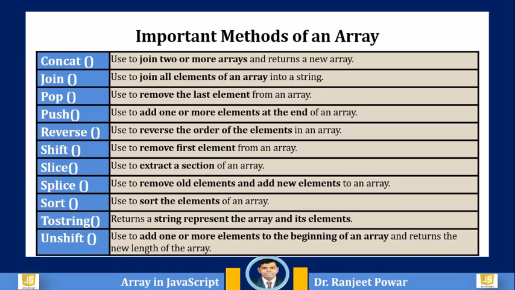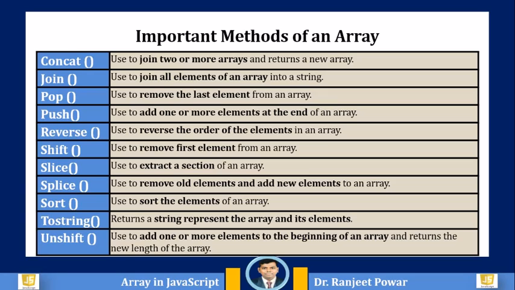The third one is the pop method. It is used to remove the last element from an array. This method changes the length of the array, which becomes one less than its current value.